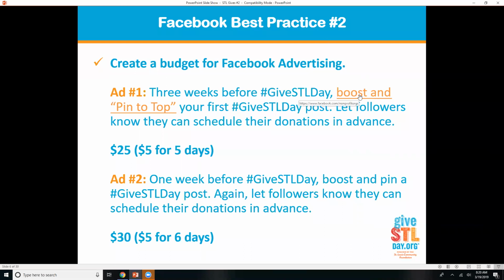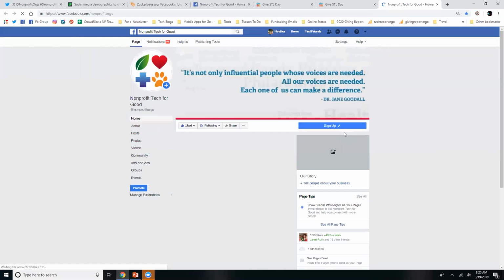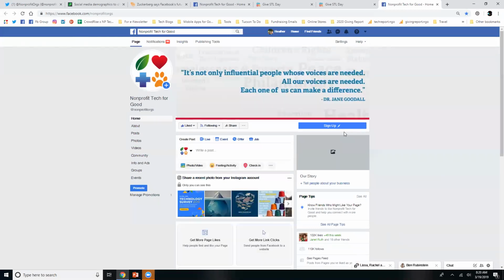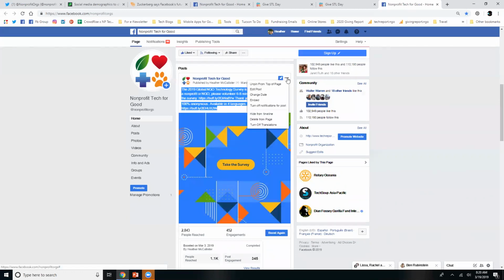What I would suggest is that for the first post that you put on Facebook about Give STL Day, rather than just post it on Facebook where nobody sees it, or if they do, you get one like, maybe a comment, maybe a heart, it's not real enthusiasm. It sends a message to people that people aren't engaging with this post, so they don't find it interesting. So instead, whenever I have a big campaign, for example, I have a survey out right now, I boosted it. I spent $25 on it, and then I pin to top.